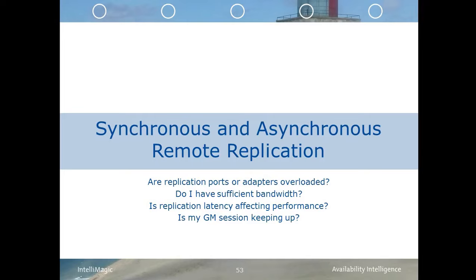Remote replication has become commonplace in modern mainframe storage installations. Both synchronous and asynchronous replication have their own set of performance challenges. From sizing bandwidth requirements to monitoring key replication metrics, performance data can be very useful.